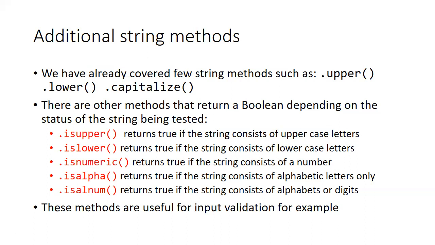Same with numeric, basically saying, is it a number? Is alpha? Is it a letter of the alphabet? Is alphanum? Is it a number or a letter of the alphabet? So where we would use these things is when the user inputs a password or some special code, and it has to be a certain way, then we can use these to find out.